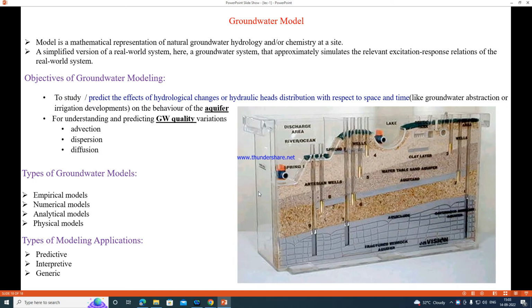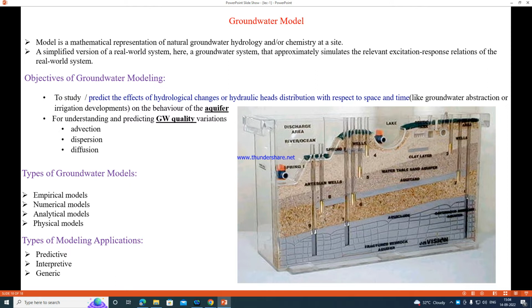Now I am starting with the MODFLOW basics. A model is a mathematical representation of a physical process, known as a mathematical model. It is a simplified version of the real world system, here a groundwater system. We are talking about the groundwater system and balance, and that approximately simulates the relevant excitation and response relations of the real world system.